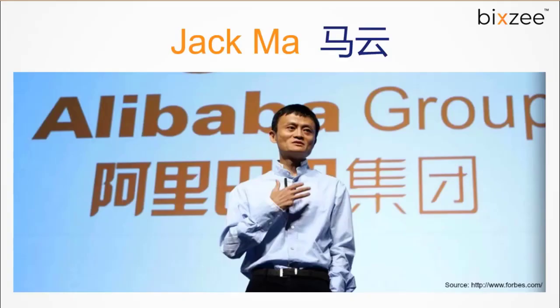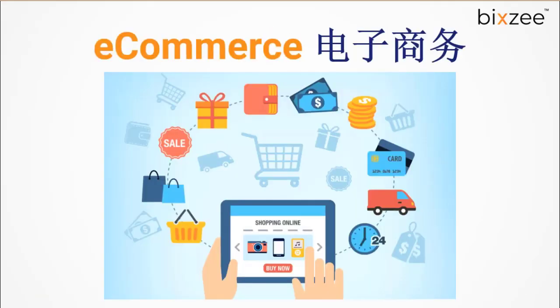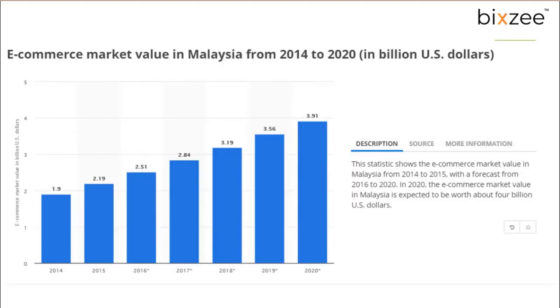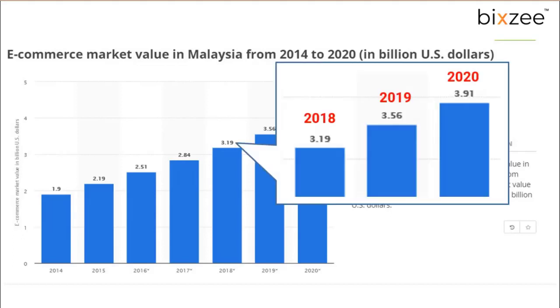Because of Jack Ma, we know about e-commerce. E-commerce is a 24-hour sales channel with no geographical boundaries for you. So many people understand that e-commerce is important. From this chart, we can see that in Malaysia, from 2014 until 2020, the e-commerce market keeps on increasing, and I believe e-commerce will grow further in the future.